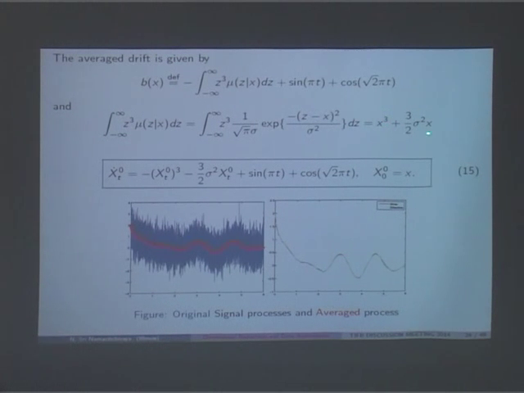So if I now go and do the calculations, this is again a simple calculation, you will get x cubed and sigma x. So this is my lower dimensional description.